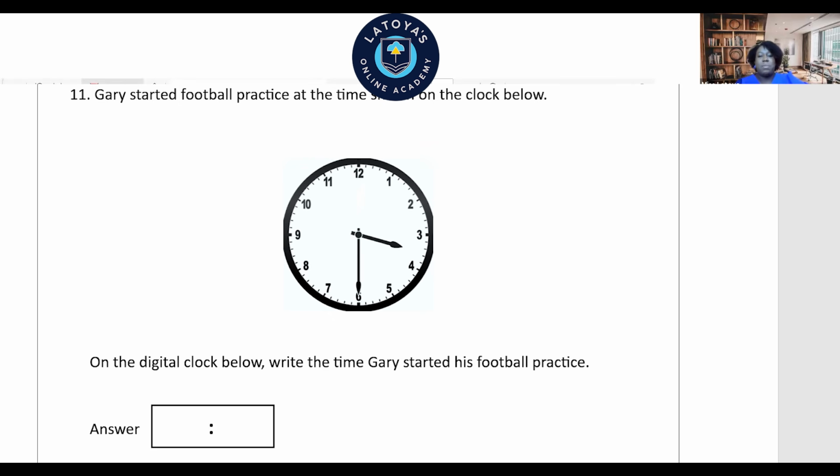Question 11. Gary started football practice at the time shown on the clock below. On the digital clock below, write the time Gary started his football practice. Where is our longhand? It's on 6. How many minutes past is it? It is 30 minutes past. We put the minutes past on the right-hand side of our colon. And it's past what hour? It's past 3. So the time is 3:30.